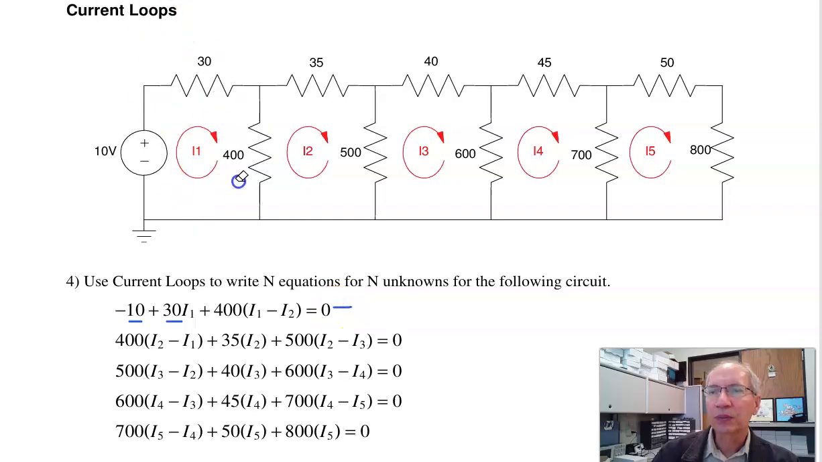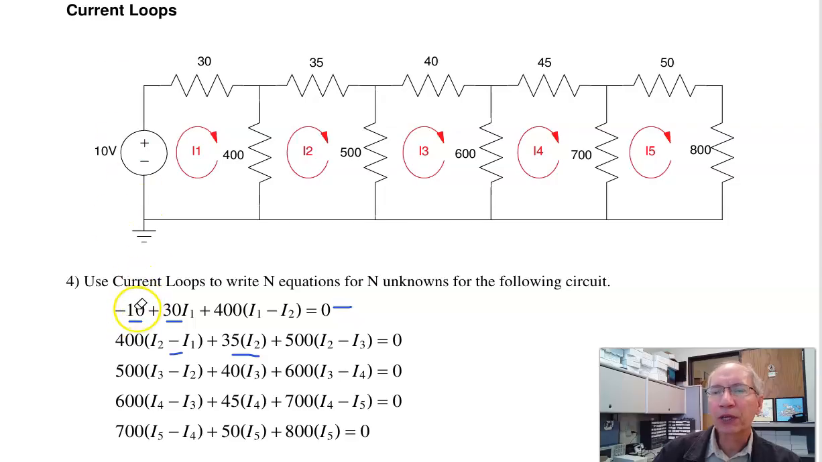Second loop. So go around I2. Let's start from here. As we go up, 400 times the current going up, I2 minus I1, plus 35 times the current going right, 35 I2, plus 500 times the current going down, 500 times (I2 minus I3). I'm back where I started, equals 0. Likewise, loops 3, 4, 5 give you 5 equations, 5 unknowns.